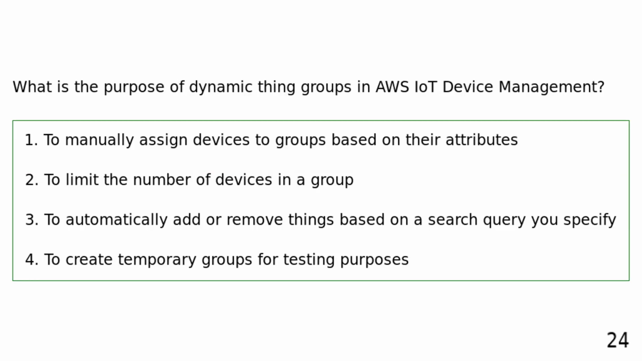What is the purpose of dynamic thing groups in AWS IoT Device Management? To manually assign devices to groups based on their attributes. To limit the number of devices in a group. To automatically add or remove things based on a search query you specify. To create temporary groups for testing purposes.